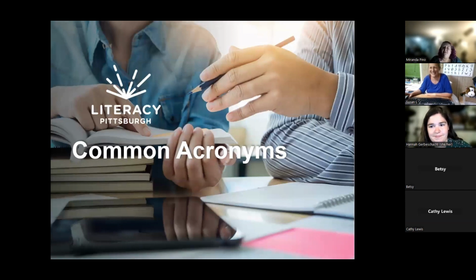I'm first going to go over some of the common acronyms and some of the basics, and then I will go over some of our partners and some of the places that Literacy Pittsburgh works with. And then I'll go over the tests that Literacy Pittsburgh uses, and then the specialized tests that some of your students might start working towards.